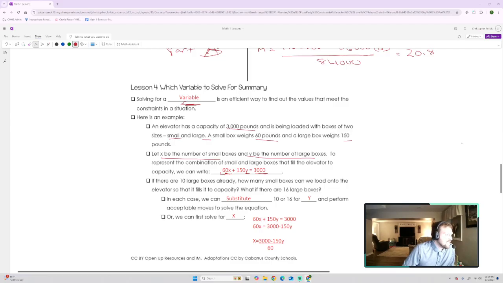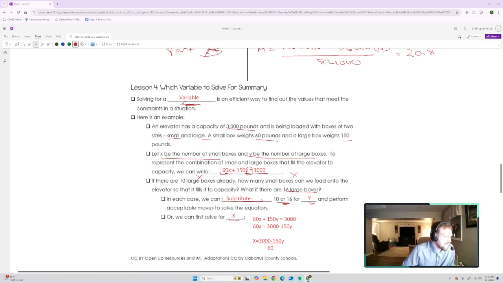If we have 10 large boxes already, so we know Y, how many small boxes, X, can we load onto the elevator so it fills at the capacity? What if there's 16 large boxes? Well, in each case, either way, we're going to substitute 10 or 16 in for Y, because that's what Y represents, large boxes, and perform acceptable moves to solve the equation.